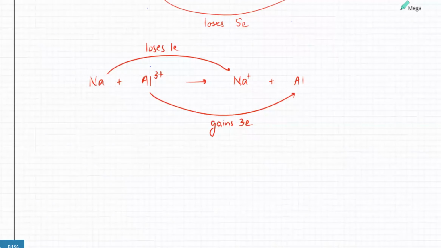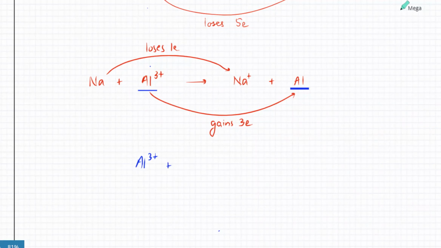For example, the reduction part, you can write it separately. Al3 plus is gaining 3 electrons and forming Al. I like shortcuts. I like to do the whole thing in one place, because I don't want to make my work longer. But sometimes they refer to it like this: you've got Al3 plus turning into Al, so Al3 plus is gaining 3 electrons and forming Al. That's my reduction equation.